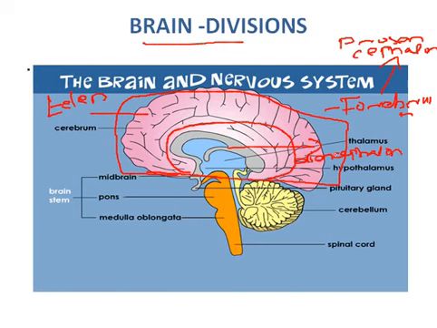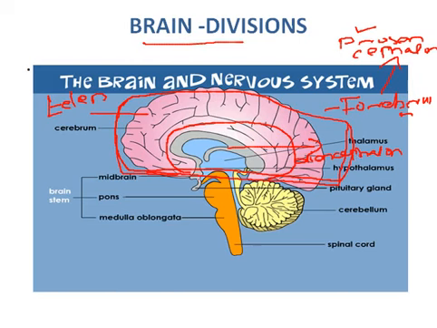Okay. So I'll repeat. The brain is having different divisions. The first division is forebrain. You can see the boundary of the forebrain. Actually, the forebrain includes cerebrum, then thalamus, hypothalamus, all those things. So this entire area is called prosencephalon or forebrain. And again, this forebrain is divided into two. The outer area is called telencephalon and the inner area is called diencephalon.